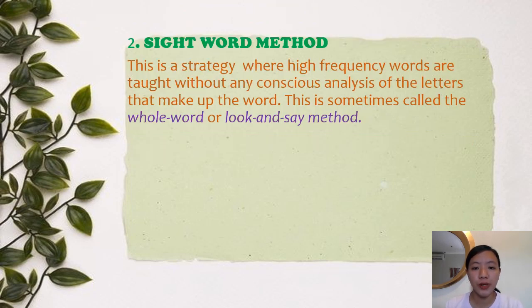The second one is sight word methods. This is a strategy where high-frequency words are taught without any conscious analysis of the letters that make up the word. This is sometimes called the whole word or look and say method. The selection of appropriate words to be taught as sight words needs to be examined carefully by teachers so that learners' memories are not overloaded. The correct introduction to this is the learner's own name. Color names and numeral names are also useful because of their convenient reference.